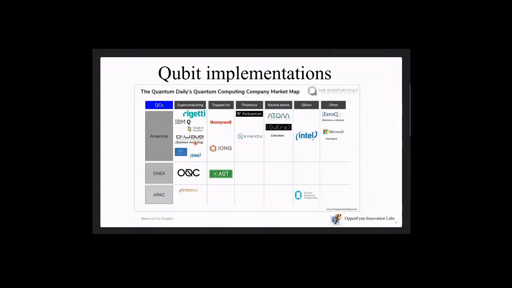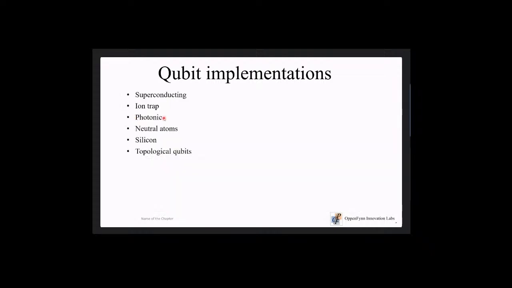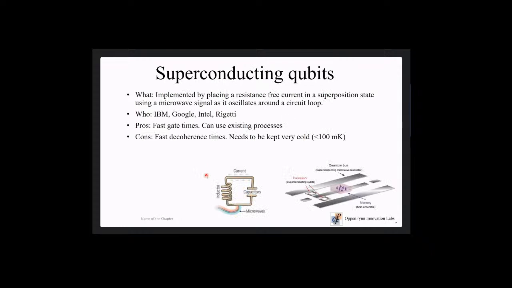Now, briefly, there are these various ways to implement qubits. You can have superconducting qubits. You can have ion traps as a qubit. You can use photons as a qubit. You can use neutral atoms as a qubit, and you can also have silicon and topological qubits. We'll look at each of them in a little bit of detail. So I think we'll start with superconducting qubits, because this is the technology that is most popular right now.